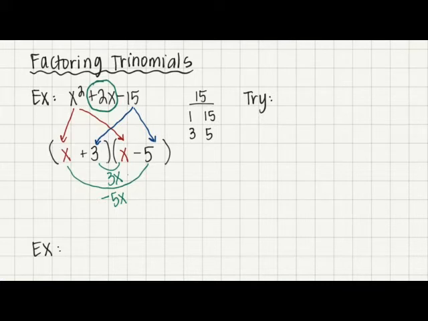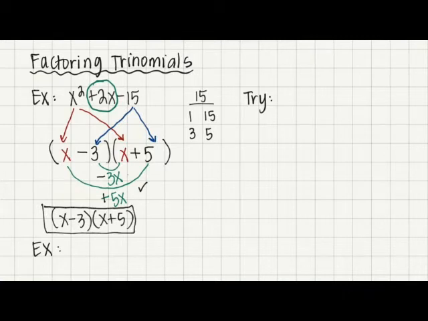Very close. When that happens, we learn that we just need to change the signs so that when we multiply the outer, we get positive 5x, and the inner is negative 3x. That checks out and gives us our factored answer of x minus 3 times x plus 5.